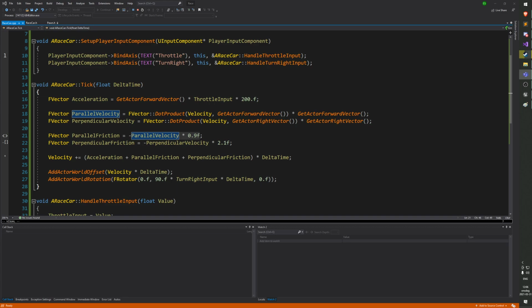Yeah. But if we have a friction of 0.5, that means at 400 velocity we're going to have a force of minus 200. Right? Because we're timesing it by 0.5. Oh, yeah. So that means at 400 our friction is going to be equal to our acceleration. So our max speed is going to be 400.